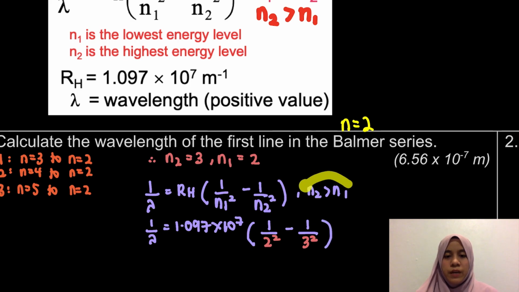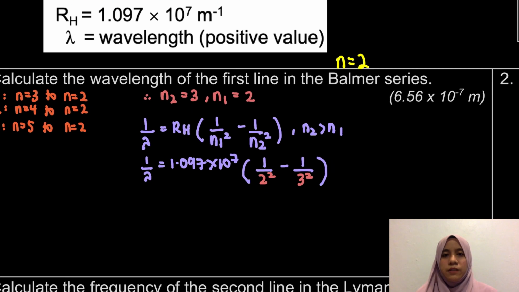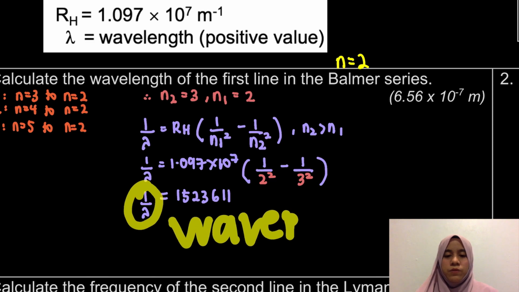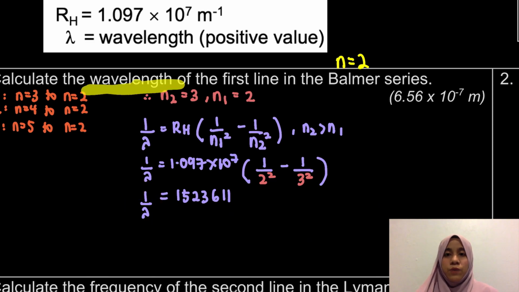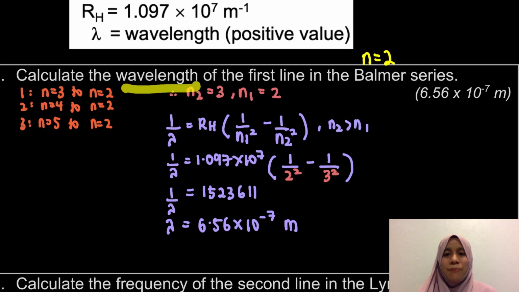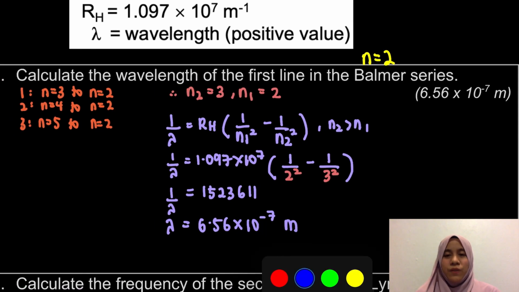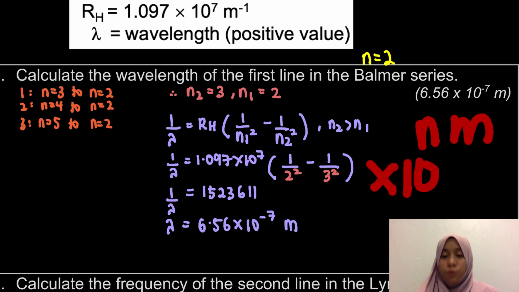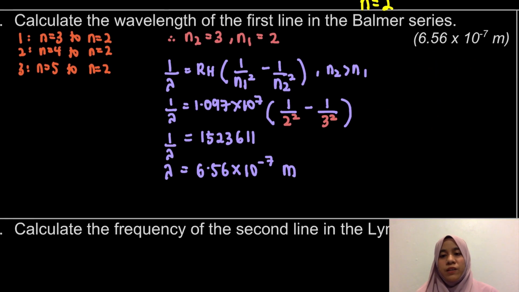So here we get our wavelength itself. Yang ini just nak remind you again lah which one is bigger, which one is smaller. So we do get our, this is not our wavelength yet, this is actually our wave number. It's 1523611. Okay, so we have to make sure we want the wavelength itself. So the wavelength itself we get 6.56 exponent negative 7 meter. Okay, so wavelength sometimes the question minta in nanometer. Nano tu sebenarnya exponent negative 9.